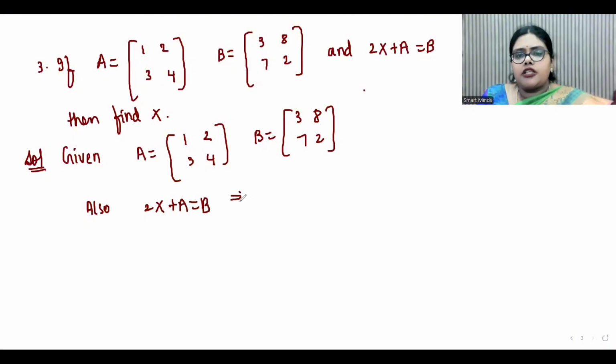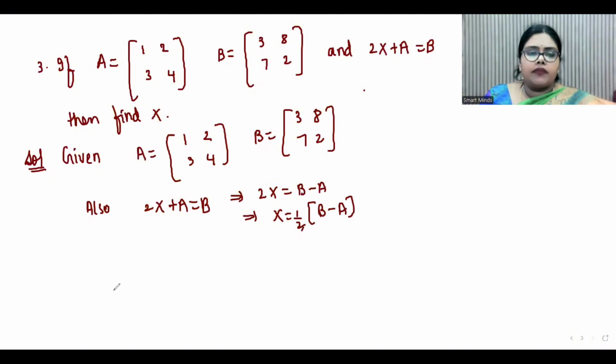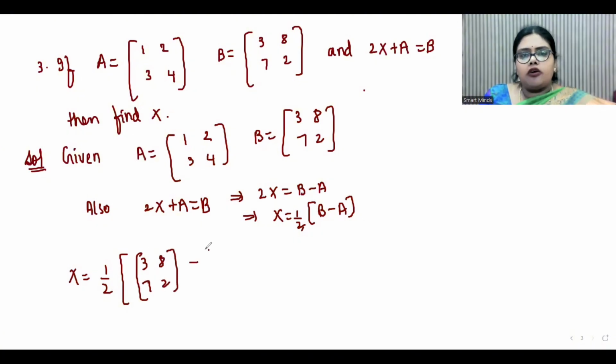So first you transpose A that side. So you will get 2X is equal to B minus A. And then X is equal to half of B minus A. So first we need to find B minus A. Then you take half inside. So X is equal to half of, first let us write B matrix [3, 8; 7, 2], minus, now we will take A matrix [1, 2; 3, 4].